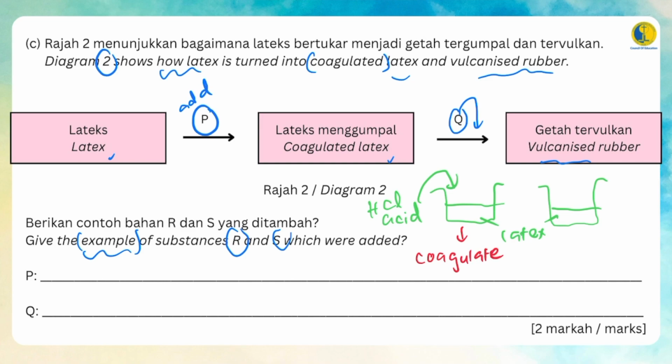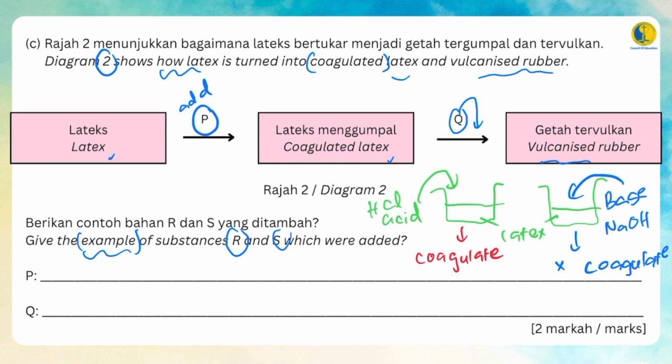If you were to add in a base or alkali solution, the example is natrium hydroxide or sodium hydroxide, natrium hydroxide or sodium hydroxide. What happened to the latex? The latex will not coagulate. So this is the tip today.